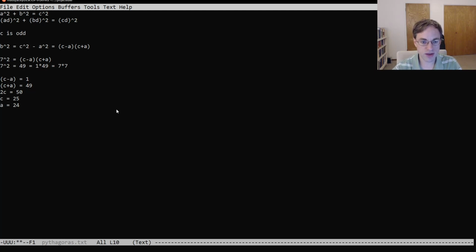Now you'll note that if we try to do the same with the second factor pair, we run into a little bit of a problem because we conclude that a has to be equal to 0. And the problem with that is that we've already stipulated that these have to be natural numbers. That is, they're greater than 0. And so 7 times 7 does not correspond to a solution.